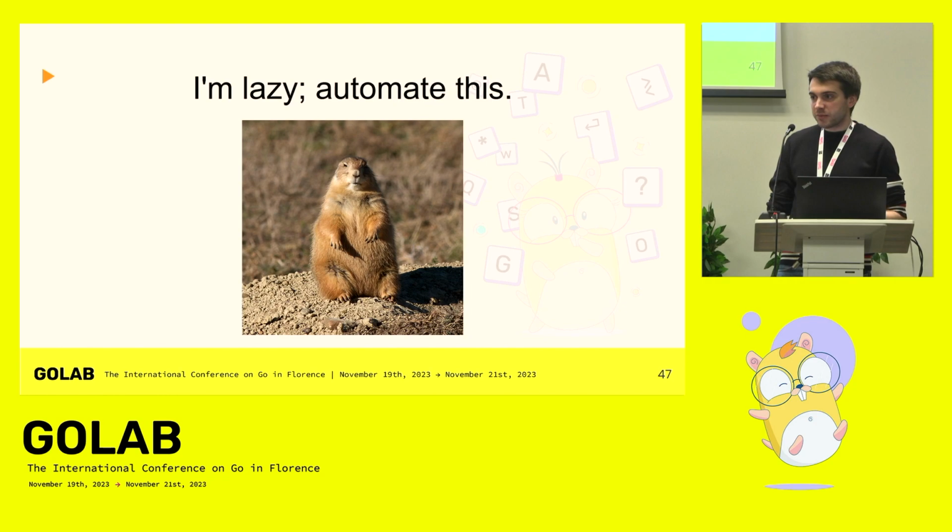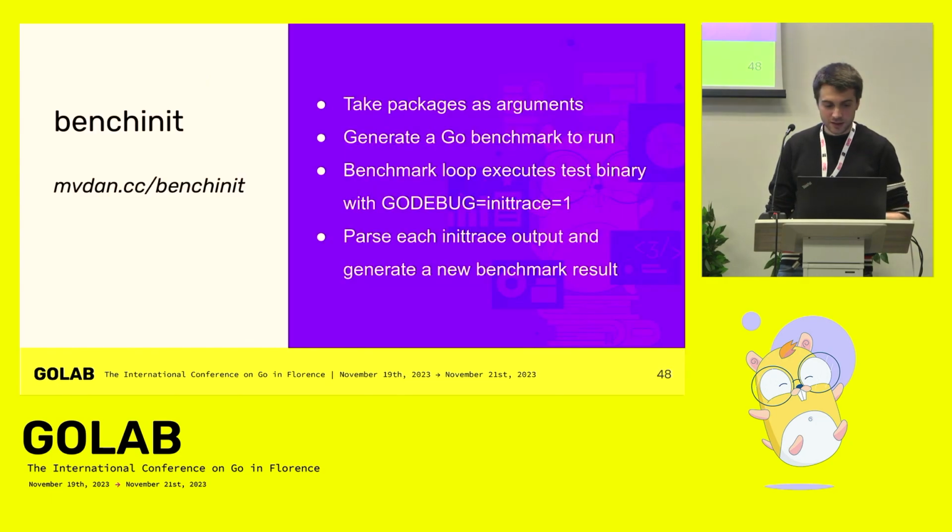So I could do this manually, or I could do a little bit of a study with paper napkin math, but I'm a bit lazy, so I want to automate that. So I wrote a tiny tool, and this idea was actually from somebody called Josh, and I will talk about him in a little bit, so not my idea. So this tool takes packages as arguments. It generates a Go benchmark to benchmark their init costs. And this benchmark loop does something a bit funky. It executes itself, the test binary, with GODEBUG=inittrace=1 to capture that information.